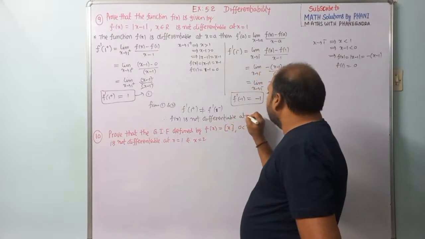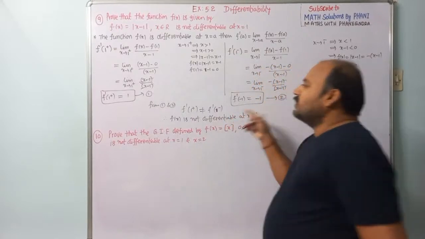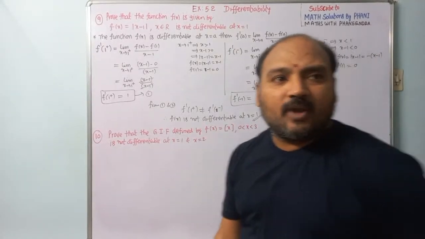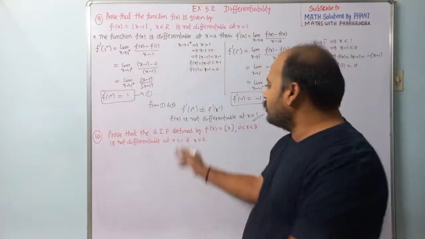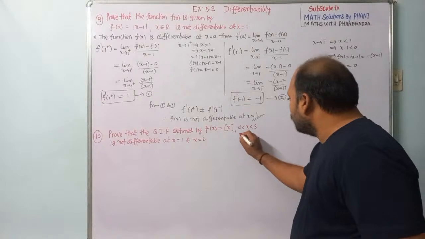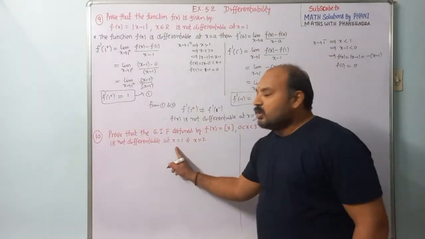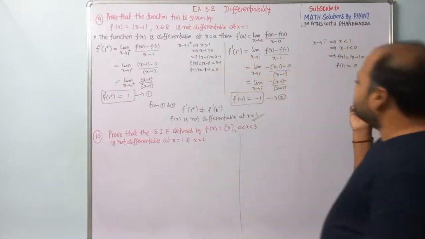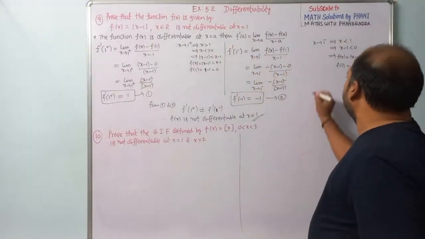At x is equal to 1. This is the way you can give the conclusion, dear students. Okay, I hope you understand. We'll move to another question here. Two questions are there in this. So what I am going to do is, at x is equal to 1, left hand limit, right hand limit. And at x is equal to 2 also we can verify.